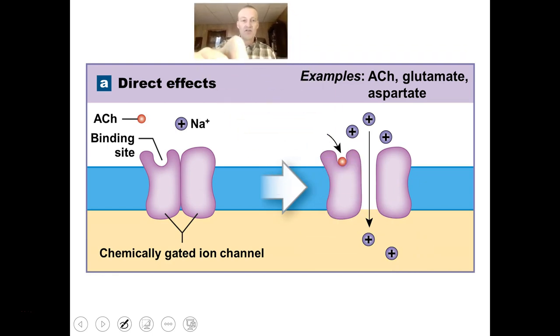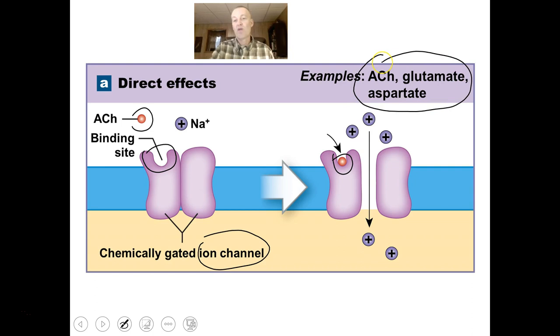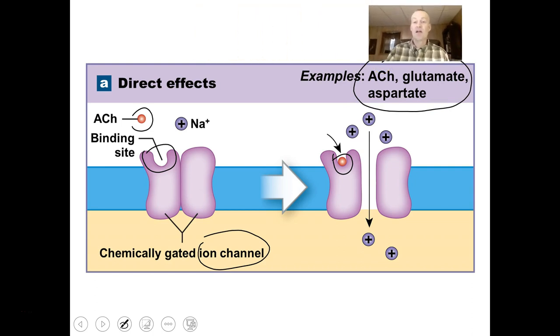Neurotransmitters can have direct effects. That is, the neurotransmitter can bind with a receptor and open up a channel. So you can see here, it touches the channel, opens it up, allows the positive charge to flow in. And a couple of neurotransmitters that work in this way will be acetylcholine, glutamate, and aspartate.